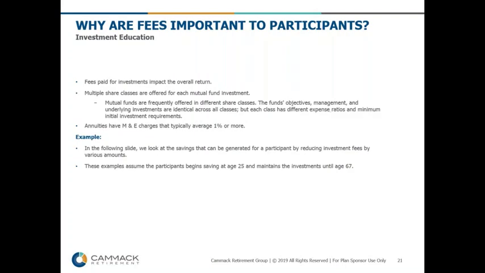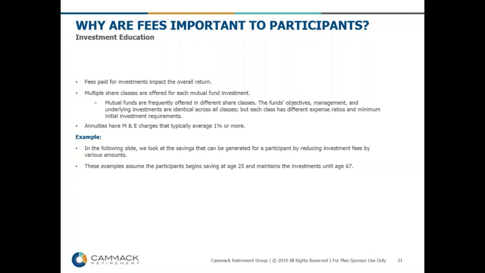So why are fees important to participants? Well, fees affect the overall investment return. Multiple share classes are offered on each investment. Even though there are multiple share classes, the fund objectives, management, and underlying investments are all the same. It's just a different expense ratio and sometimes a minimum investment requirement. Annuities have a mortality and expense charge, which is an added layer for providing the annuity and the guaranteed income, and that's often 1% or more.